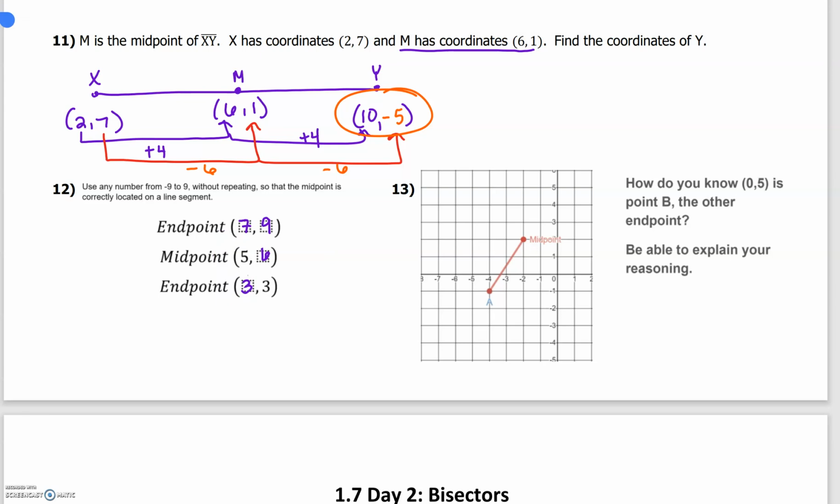How do you know that 0, 5 is point B, the other endpoint? So this kind of goes back to this example right here where we're given the midpoint. We want to figure out our pattern. Up 3, so kind of like adding 3, and then right 2, so a plus 2. So we're going to go up 3 and right 2, and kind of repeat that same pattern. You could also show this point and this point in the formula if you were trying to explain, but it's basically what we did up here, kind of repeating that pattern to make that the midpoint.